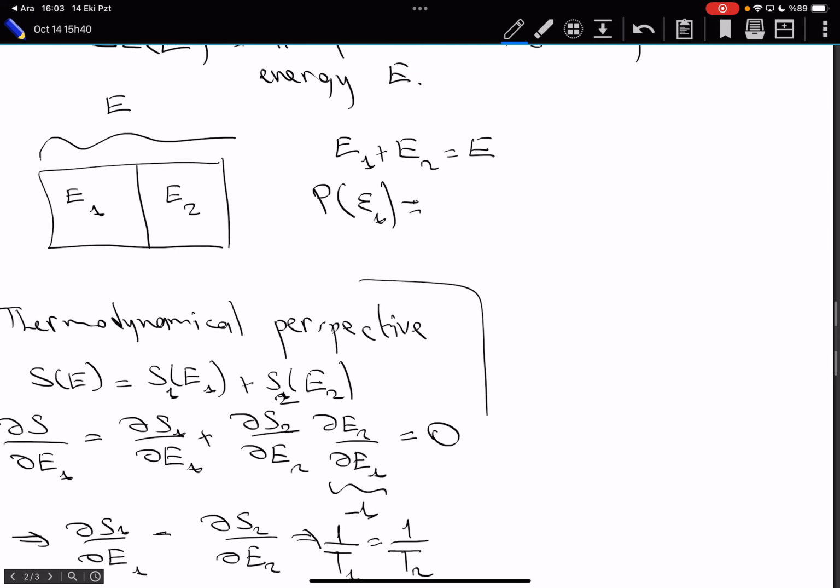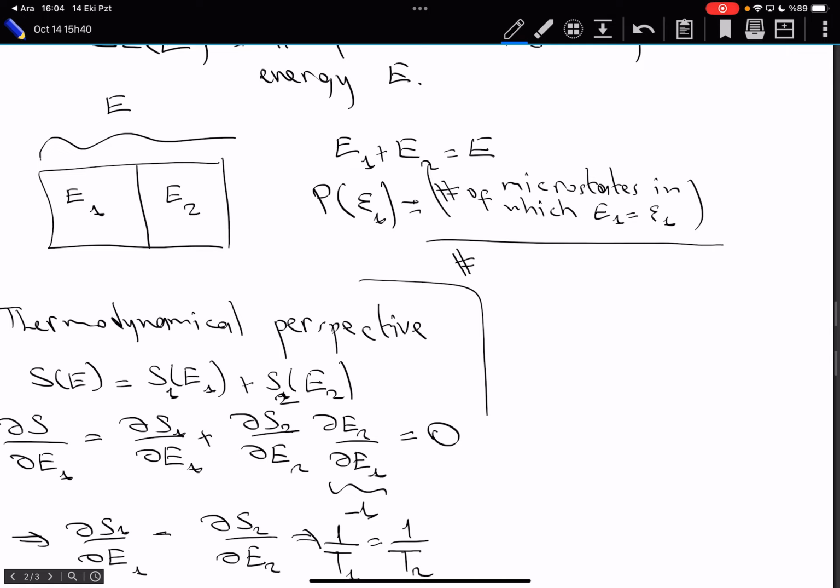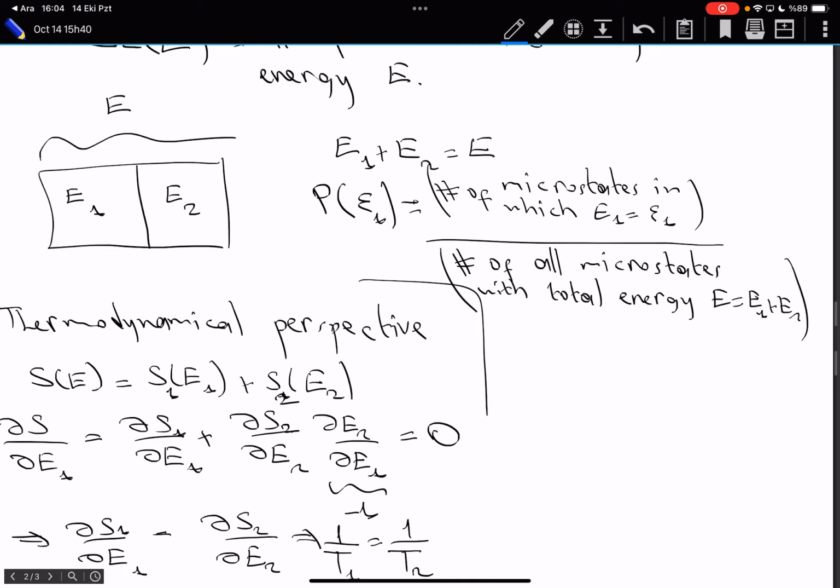Now, what is the probability that the left-hand side will have an energy epsilon 1? Well, this probability is the number of microstates in which E1 is equal to epsilon 1 divided by the total number of all microstates with total energy E. This is a probability.